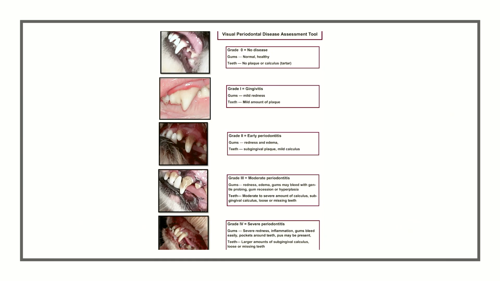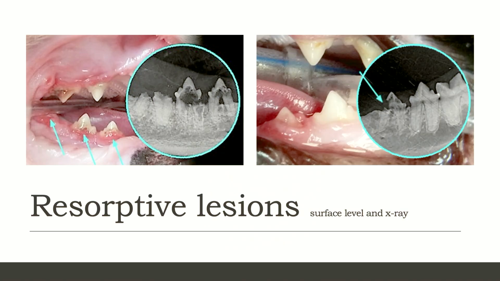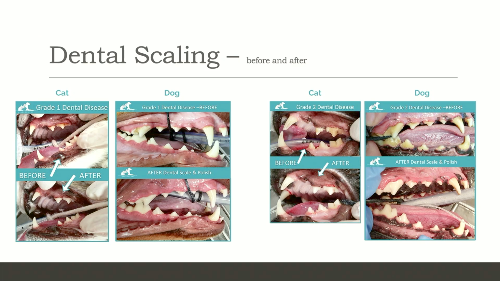And these are some great resources that you can get. This is your visual periodontal disease assessment tool that you can laminate and keep in the consult room, that you can show to owners to let them know what grade they're in and have an explanation for it. Then you can give examples of resorptive lesions, how it looks at surface level and how it can look at x-ray level as well. As you can see, just because it looks okay on the surface doesn't mean that there's not something happening beneath the gum line in the roots.